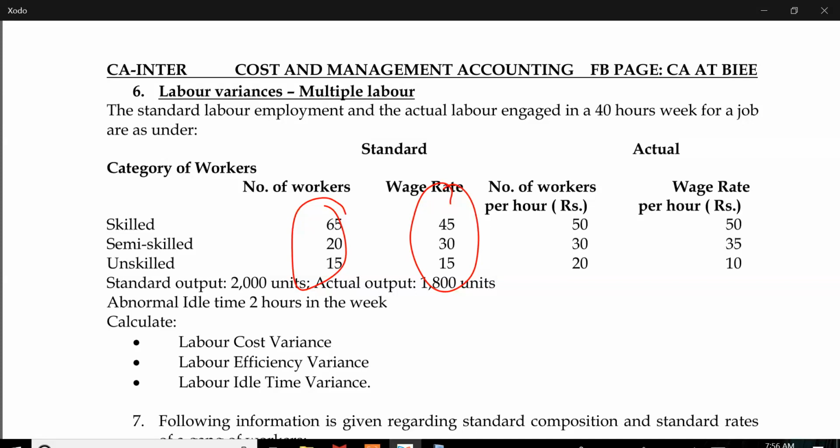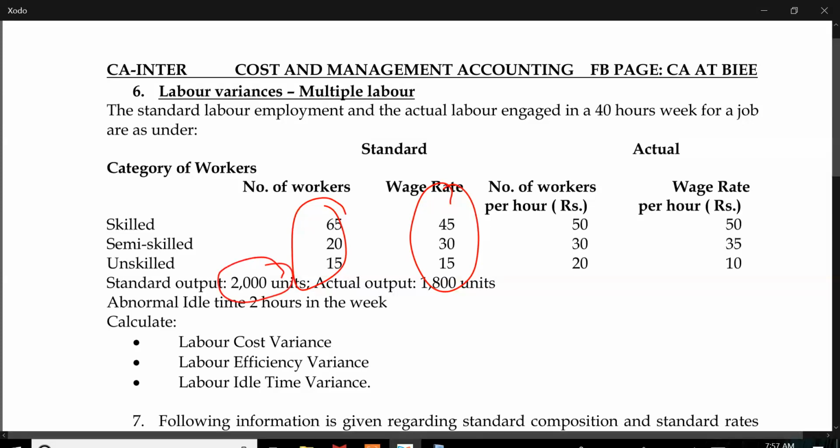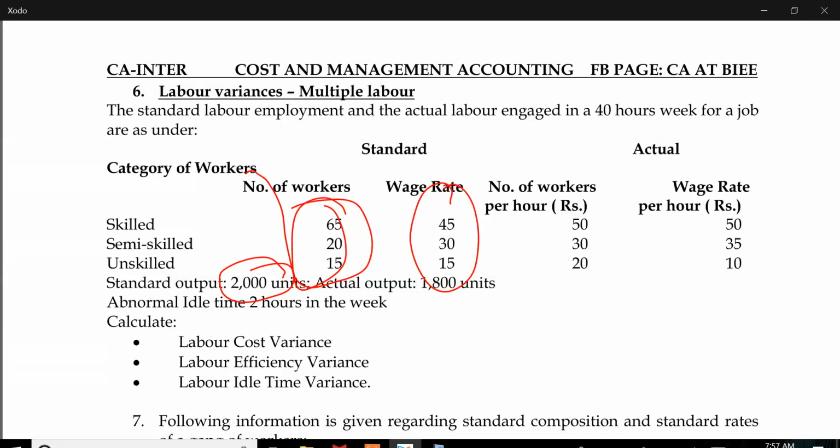The point is your standard equation is 2000 units of output, standard output 2000 units, and this is the standard composition. What they are saying in the question is the standard labor employment and actual labor engaged in a 40-hour week for a job are as under. In 40 hours, by employing 100 people, the company will produce 2000 units. So the standard equation is 40 into 100 workers, 4000 hours is equal to 2000 units.